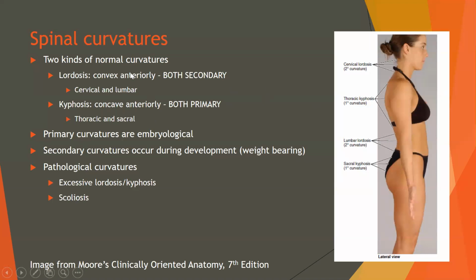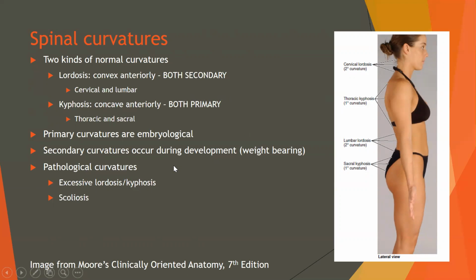Now, the kyphotic curves are both embryological, so they're called primary curvatures. If you just imagine the fetus in the fetal position, it's just curving that way. And then as you start to stand up and lift your head up to accommodate for that, so you don't constantly spend your time falling forward, your lordoses develop, and they're both secondary curvatures.